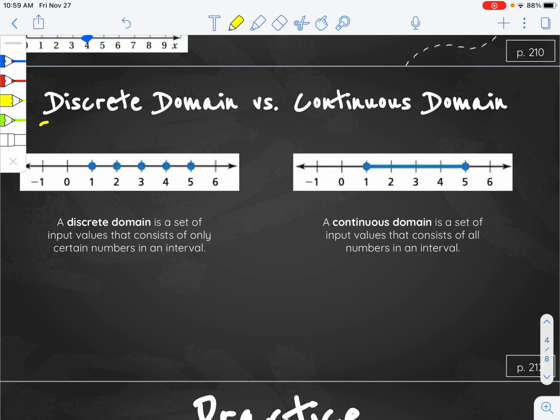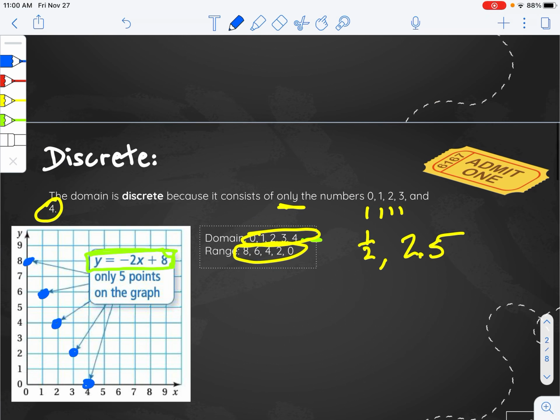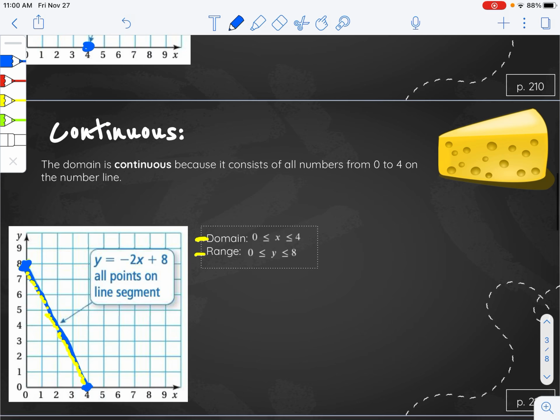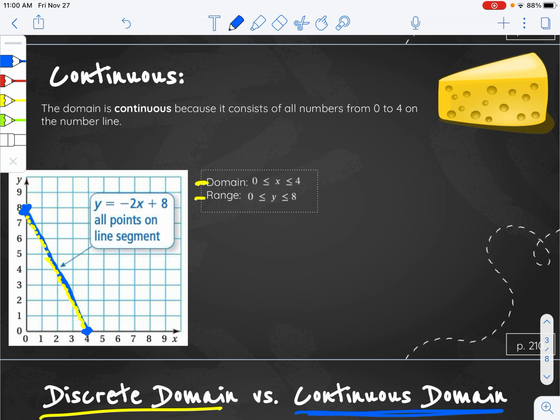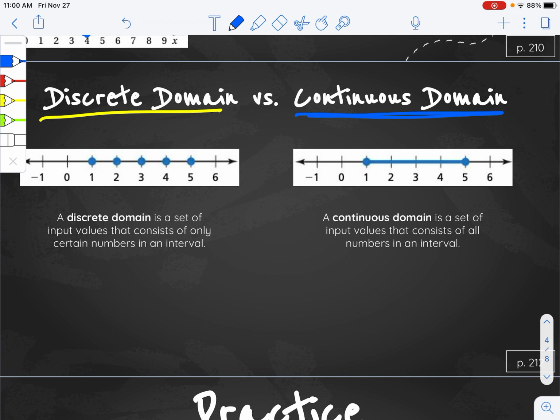So we're starting to get used to this idea of a discrete domain, which means that we can count them, we can list them, or a continuous domain, which means it just keeps going. It's all the numbers in between. To define them a little bit more, when we defined them up here, we said the idea of discrete is that it is countable. The idea of continuous is that it just keeps going and going and going. It continues.